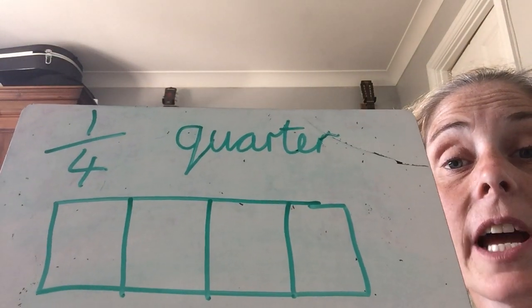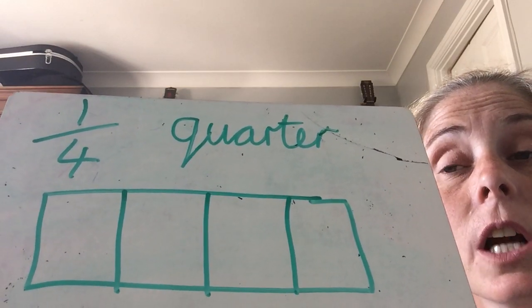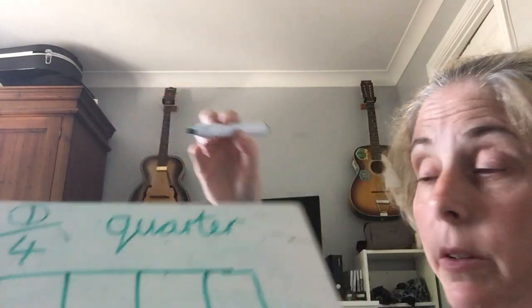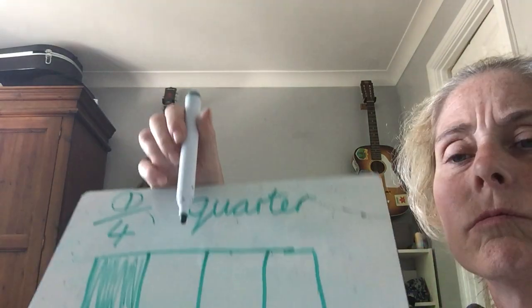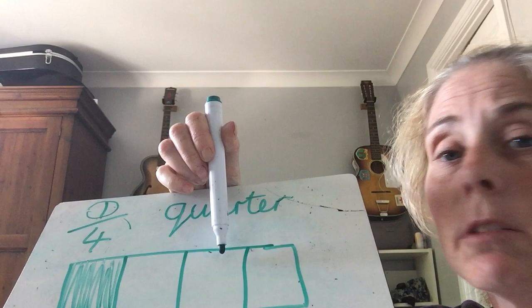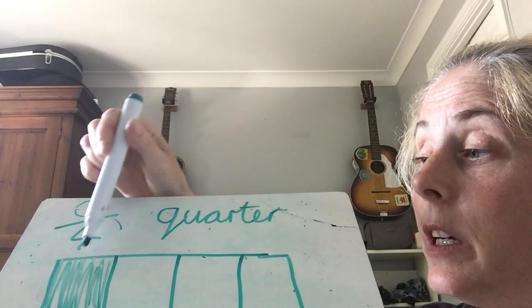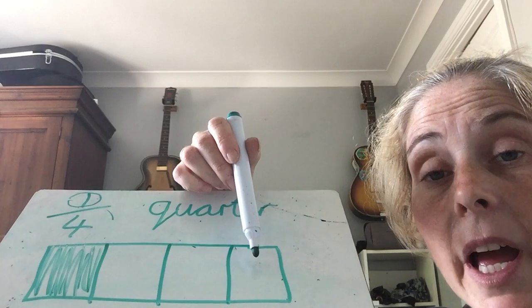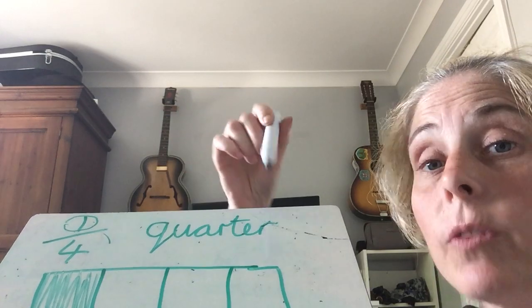Okay, so if you look carefully, if I wanted you to shade 1/4 of that shape, I would like you to shade 1 bit out of 4. Okay, so the way I would do that is I'd go, right, I need to shade 1, 2, no, 3, no, 4, no. Okay, so I only need to shade 1 bit out of 4. Okay, that's 1/4, 1 bit out of 4.